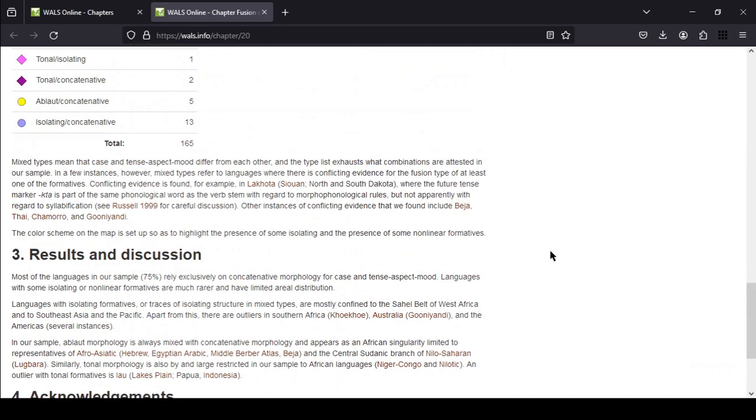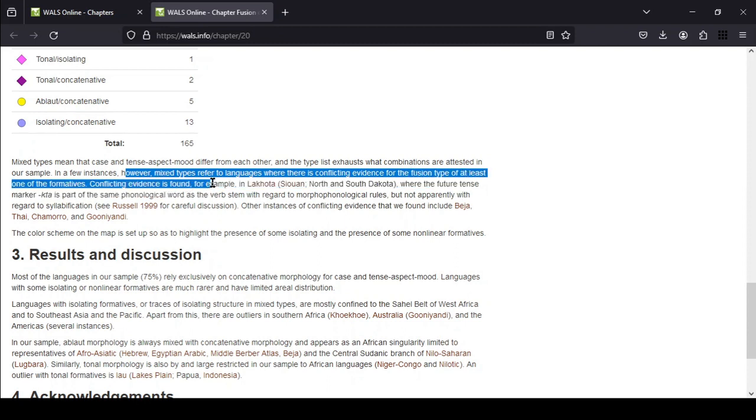Mixed types mean that case and tense aspect mood differ from each other. Okay, so case is like on nouns and tense aspect mood is on verbs. And the type list exhausts which combinations are tested in our sample. In a few instances, however, mixed types refer to languages where there's conflicting evidence for the fusion type, in at least one of the formatives.